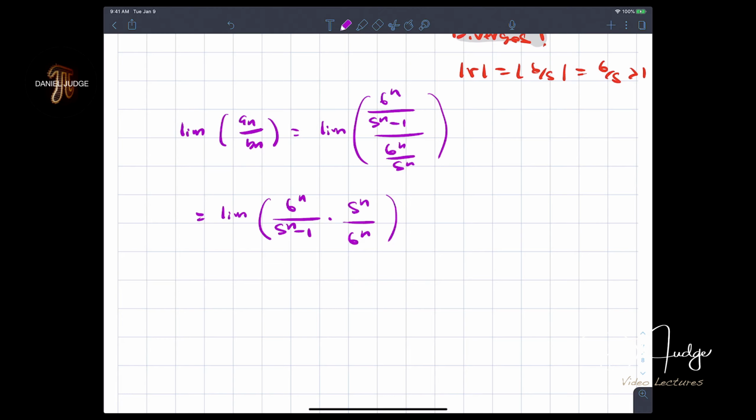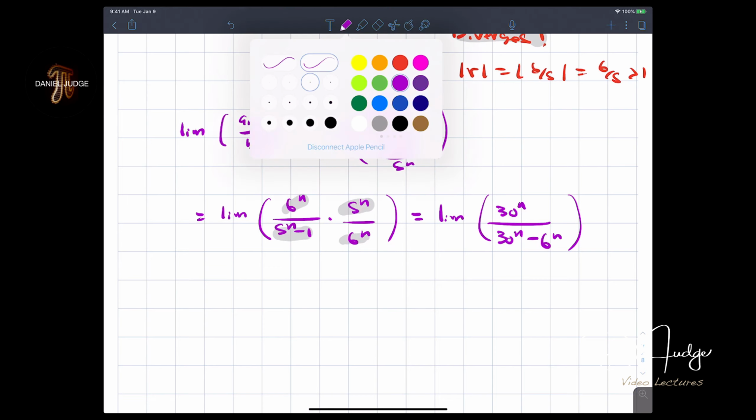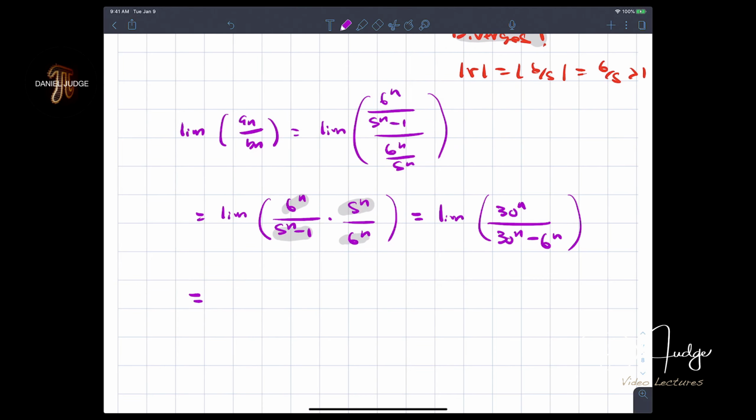Okay, and then I'm going to say something to you guys here. Let's see what we do here with this. You say, what's this limit? Well, let me try this out. I believe that's going to be 30 to the n over 30 to the n minus 6 to the n. Double check, ladies and gentlemen, because I just distributed, right? I multiplied my exponentials and I distributed down here. So double check my arithmetic. And then you're going to say, Mr. Judge, what do you do with this? We've never seen this before.